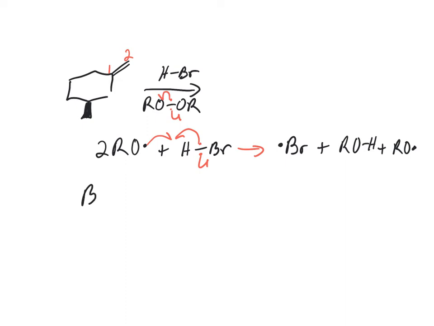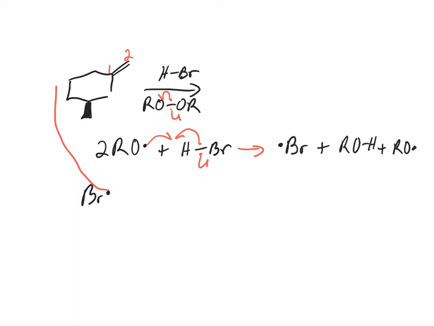Now once we have Br dot, how's that going to react with carbon 1 and 2? So just similarly to a carbocation, radicals are electron deficient. So where would we rather have a radical, on carbon 1 or carbon 2? 1, right? It's more substituted. So again, why is a more substituted radical more stable? Because of hyperconjugation, right? Those sigma bonds 2 bonds away can help stabilize it.